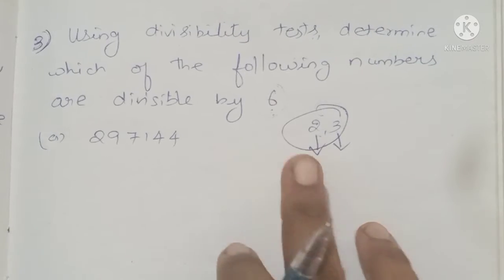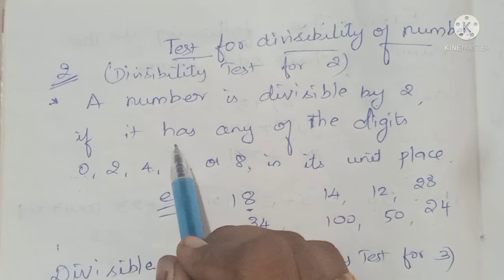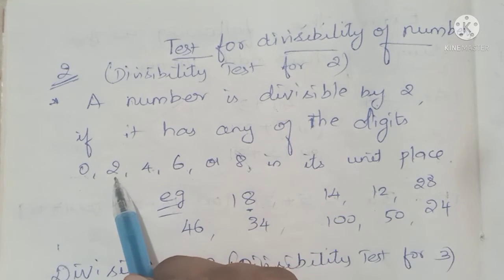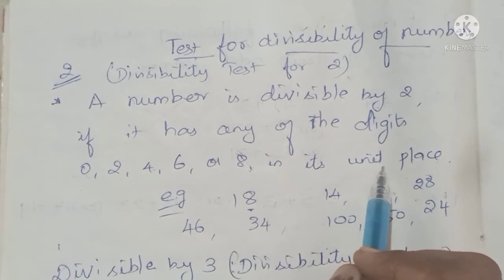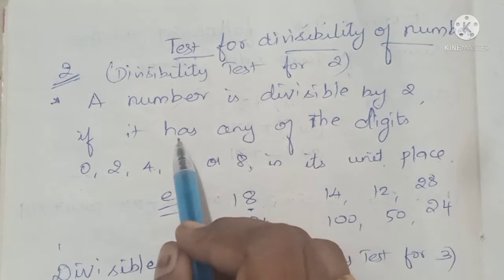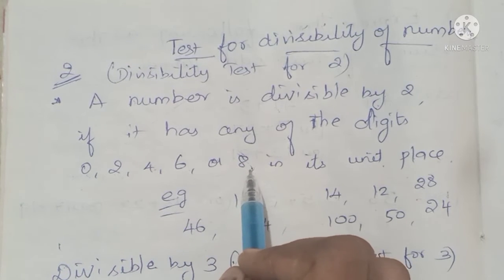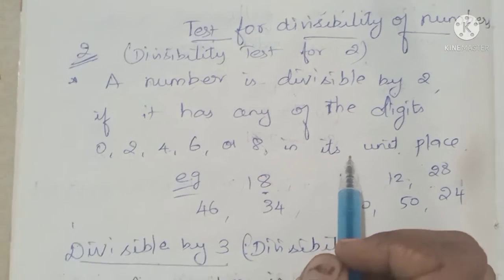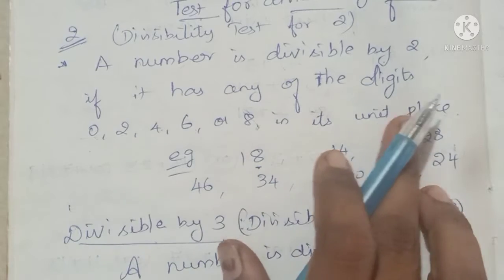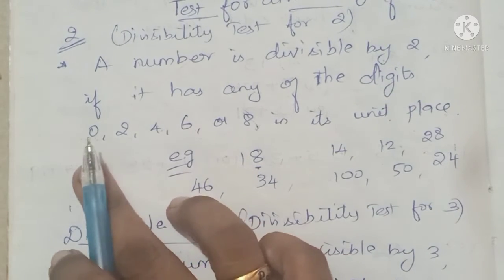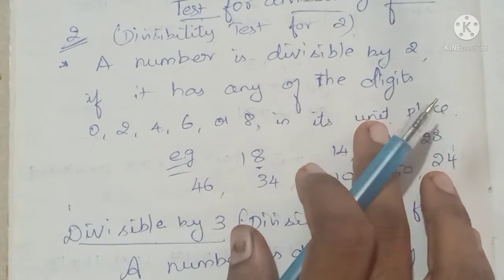So let us give a small recap. What is the divisibility test for 2? A number is divisible by 2 if it has any of the digits 0, 2, 4, 6 or 8 in its units place. So if the units place has 0 or 2 or 4 or 6 or 8, then we say that the entire number is divisible by 2. So that is the condition for the divisibility test of 2. In the units place, the ones place, if there is 0, 2, 4, 6, 8, we conclude the entire number is divisible by 2.